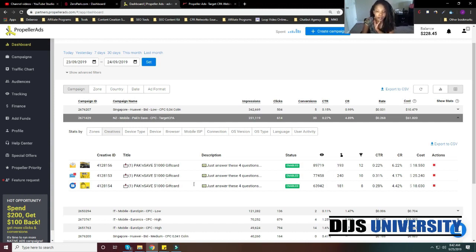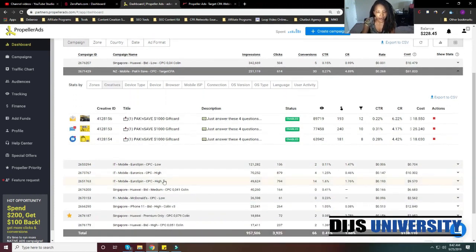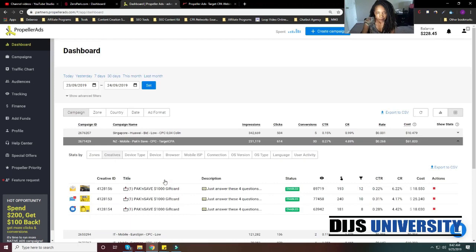So I would say we're using, as you can see, same copy, same description, super easy, just different icons, different images. And that is pretty much it for target CPA. If we compare, so like we said, we're not really too keen on it.